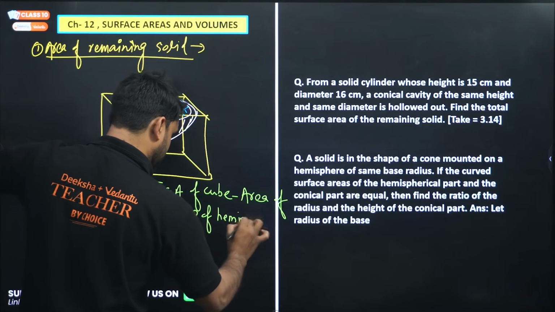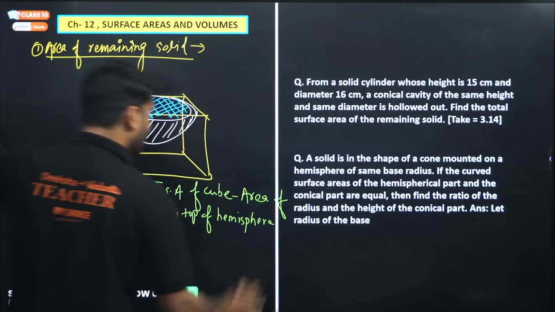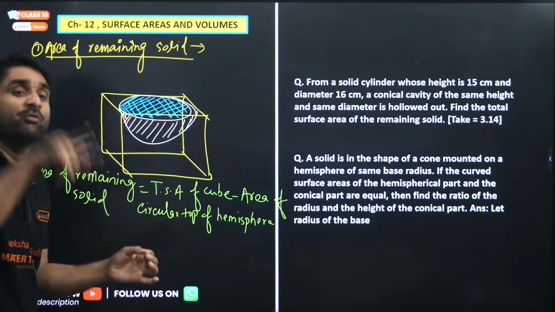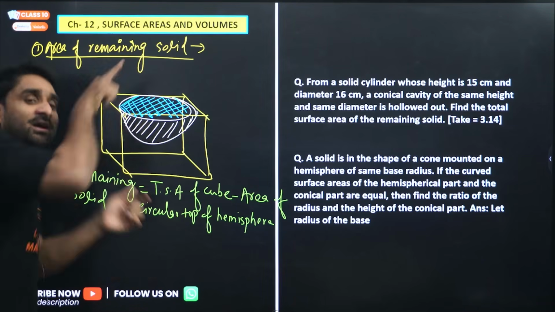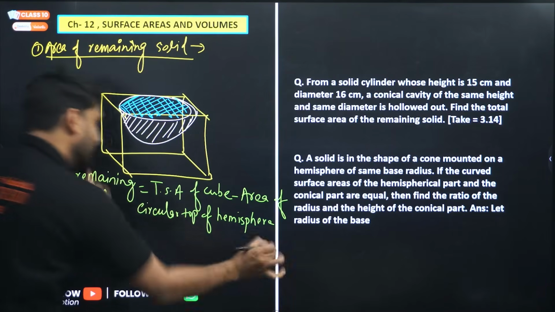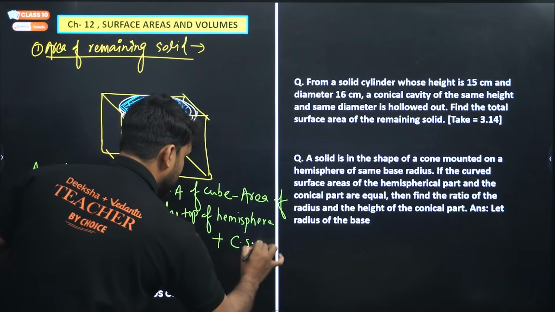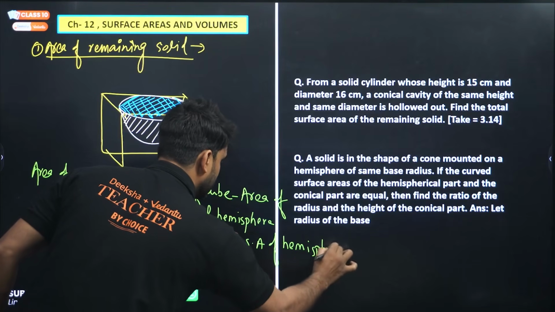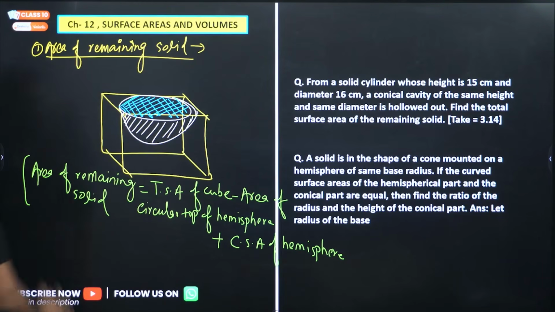This will be subtracted. Why will this be subtracted? Because that circle is removed from the cube. But after removing the circle, the newly exposed area will be the curved surface area of the hemisphere. So that will be added, so plus CSA of hemisphere. This is the logic, my dear, how we calculate the area of the remaining solid.